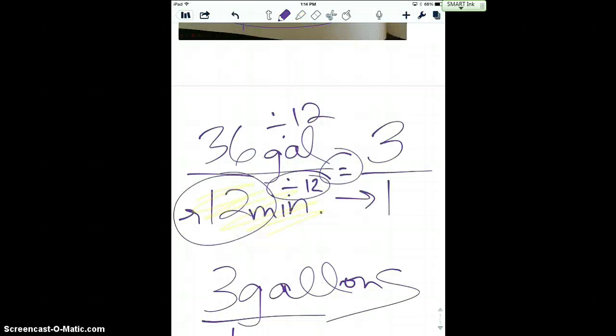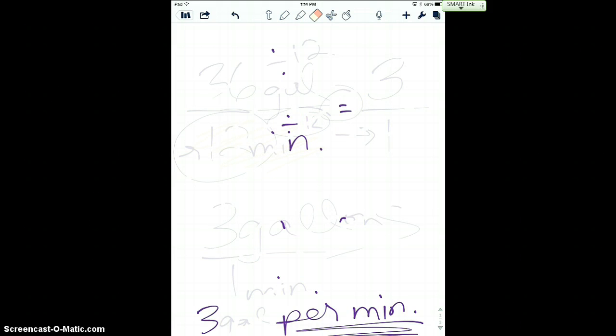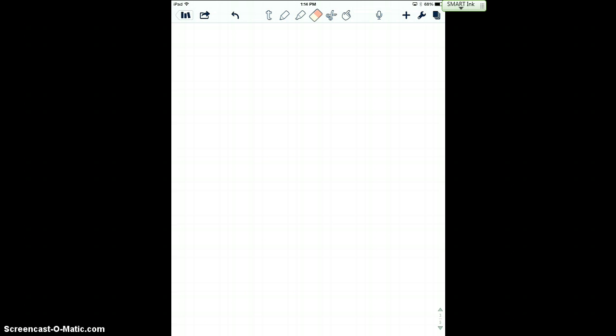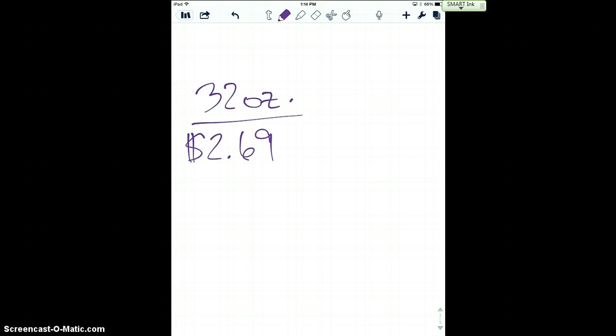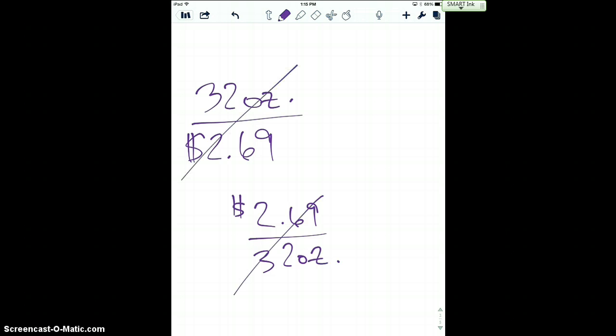We have a 32-ounce container of yogurt. And if you're dairy-free, just think of it as soy yogurt or coconut yogurt. 32 ounces for how much money? $2.69. Now you guys, I could also write it as for $2.69, I get 32 ounces. But the thing is, one of these I don't want to work with. One of them I do want to work with, one of them I don't.